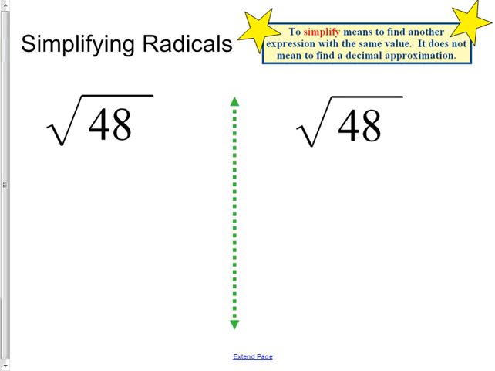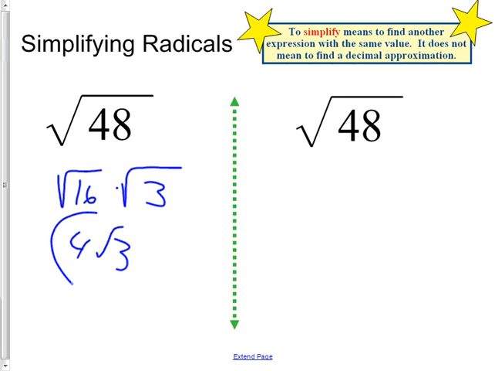Who's got what they think is a fairly smart way to do it? 2 things multiplied that make 48. 24 and 2 is a good way. There's a better way, though. Yes. 16 and 3. That's a really awesome way. Do you know why? Because it'll be done right away. What's the square root of 16? So it's 4 root 3.